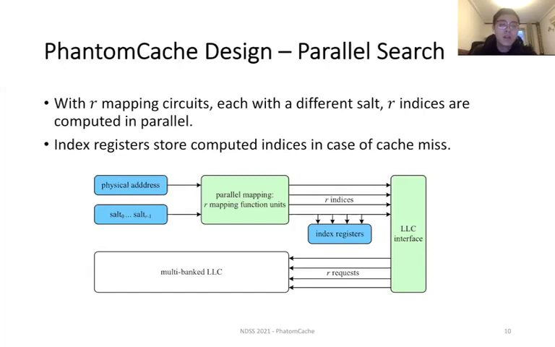In PhantomCache, recall that we need to compute our candidate set indices. So we need R mapping function units, each equipped with a different sort. We use those function units to compute our indices in parallel. And those R indices are also stored in index registers. So when a cache miss occurs and the memory block is fetched from the memory, we can directly use the random number P to select an index from those index registers without recomputing those indices.